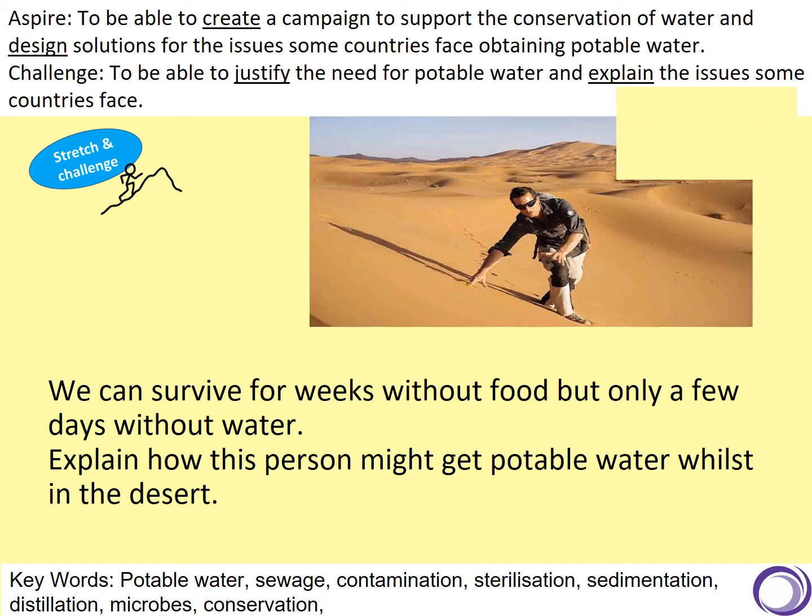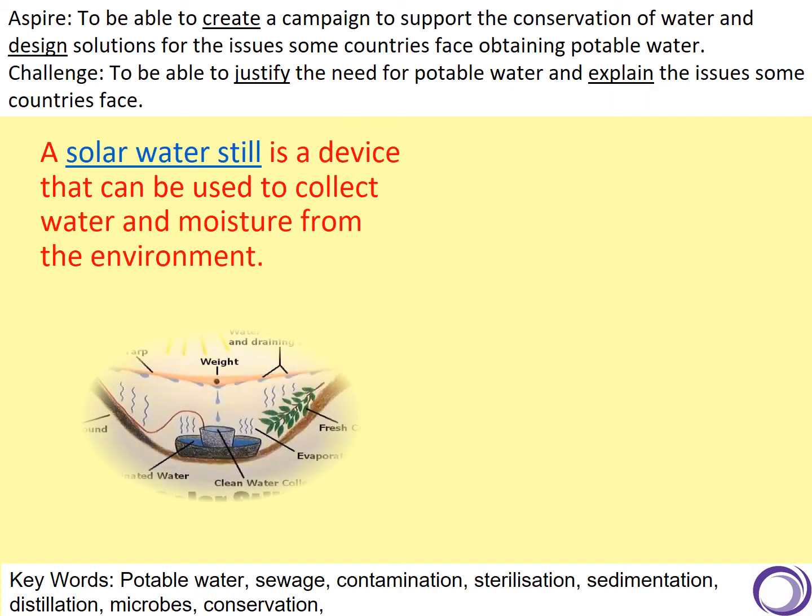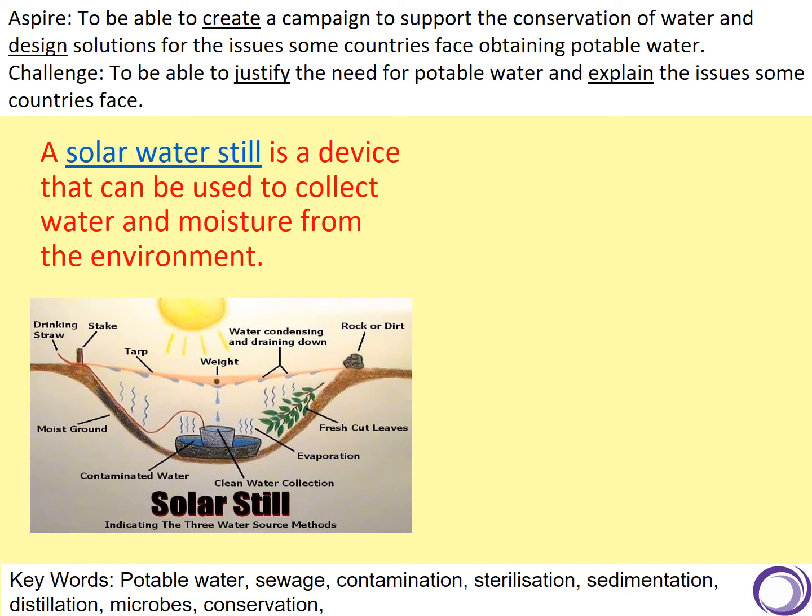Great. Well, I hope you've come up with some creative ideas here. The kind of things that I think you may have thought of are things like our solar well still. Now, this works because it can be used to collect water and moisture from the environment. So all you would need here is a plastic tarpaulin and a load of drinking straws, something to put his clean water in and something to put his contaminated water in, and then a weight. Fresh cut leaves if you can find them in the desert.